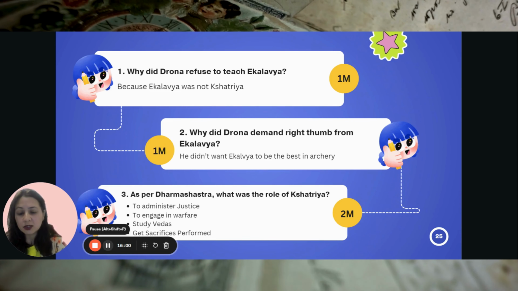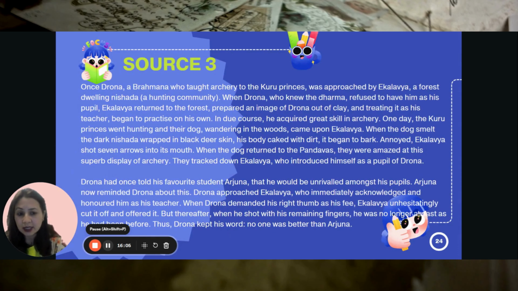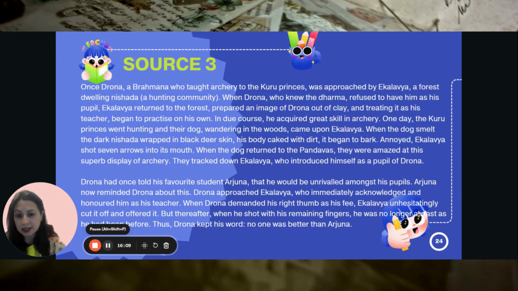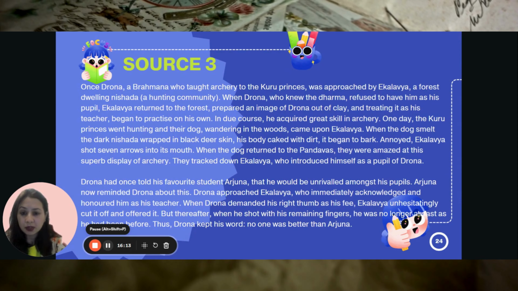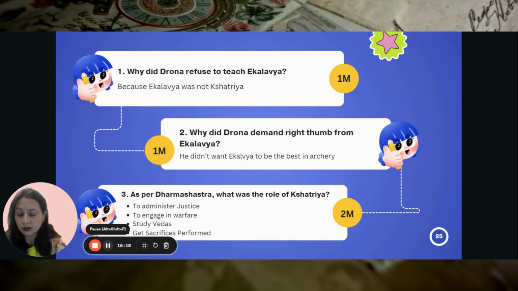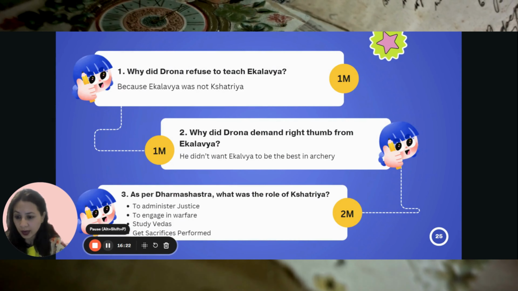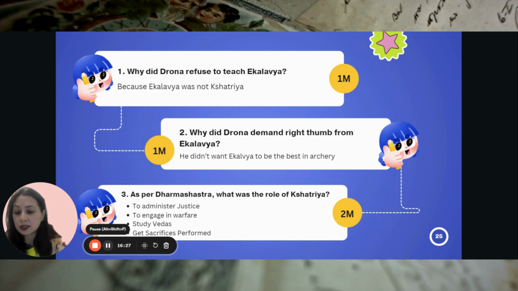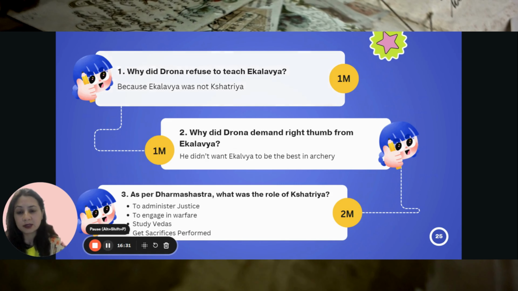As per Dharmashastra, what was the role of Kshatriya? So, as you can see, again, the answer is not given in the passage. For the same, you need to go through the chapter thoroughly. So, we know it very well what the role of the Kshatriya is: to administer justice, engage in warfare, security, protection of their kingdoms, to study the Vedas, and get sacrifices performed with the help of Brahmins.